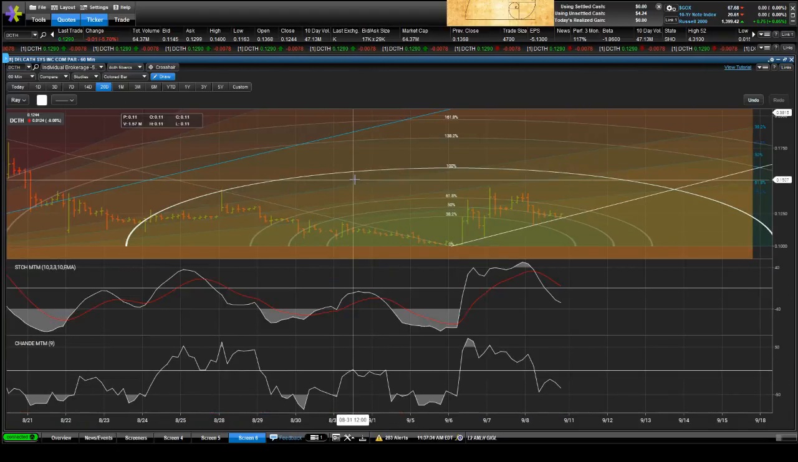And I wanted to pull up a new one for you guys. This is the stochastic momentum, and it's a little bit different. Stochastic momentum index, and it's basically the same as a stochastic, but it's a little bit more reliable than just a stochastic.